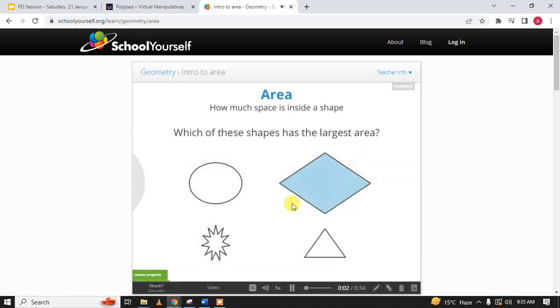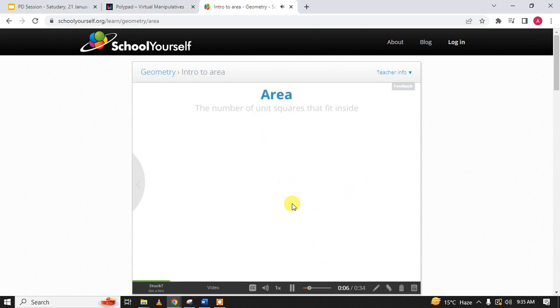Exactly. This shape has the largest area. Now, a more precise definition of area is that it's the number of unit squares that fit inside a shape. What's a unit square? Well, it's a square whose sides all have a length of 1. So, for example, let's say we want to find the area of this shape here. Let's draw in a few light grid lines to help us out. This shape contains 6 of these unit squares, so it has an area of 6.